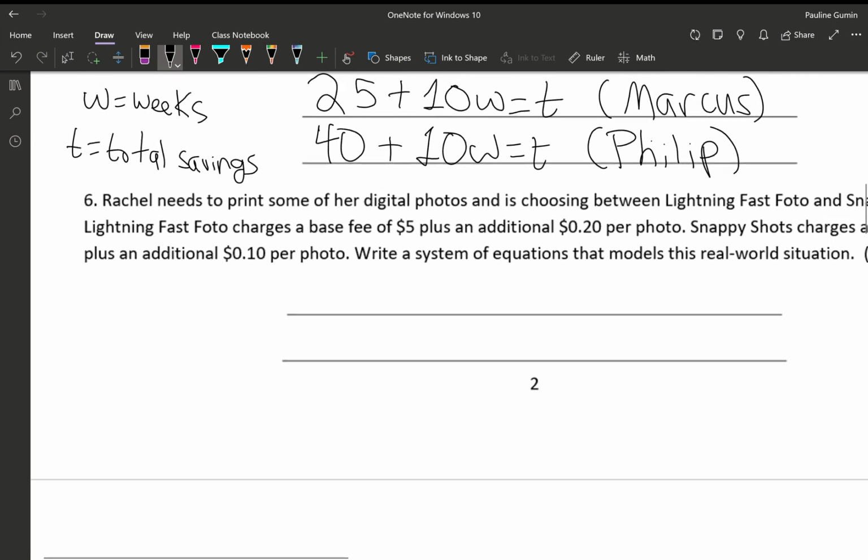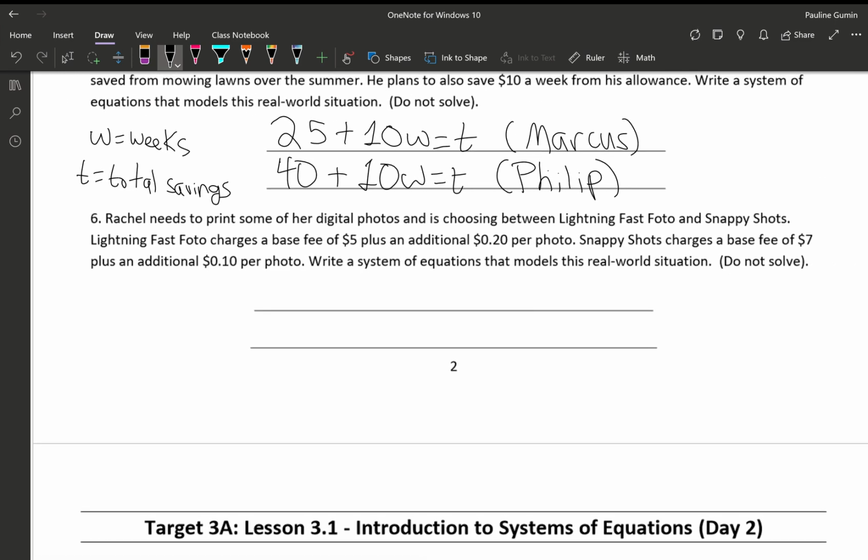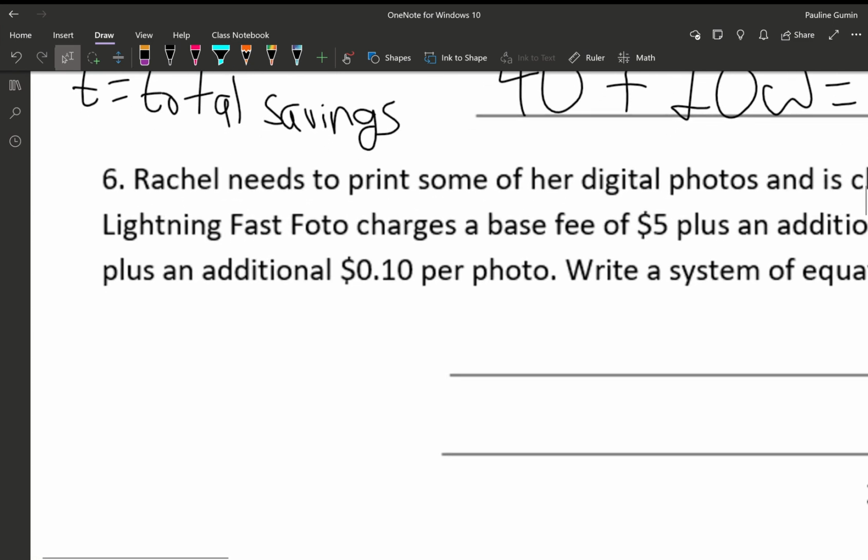And finally, let's take a look at number 6. Rachel needs to print some of her digital photos and is choosing between Lightning Fast Photo and Snappy Shots. And I'm assuming that she just wants to print it on really nice photo paper instead of just regular paper. Lightning Fast Photo charges a base fee of $5 plus an additional 20 cents per photo. Snappy Shots charges a base fee of $7 plus an additional 10 cents per photo. Let's write a system.